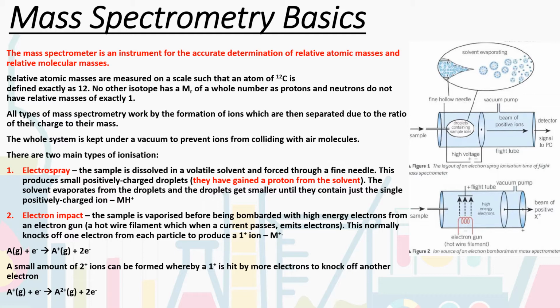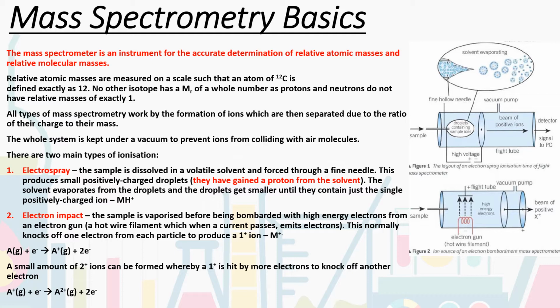Now all types of mass spectrometry work by the formation of ions, and these ions are then separated due to the ratio of their charge to their mass. And the whole system is kept under vacuum, and this prevents ions colliding with air molecules, which would obviously get in the way and skew the result. And there's two main types of how we can ionize our molecules.